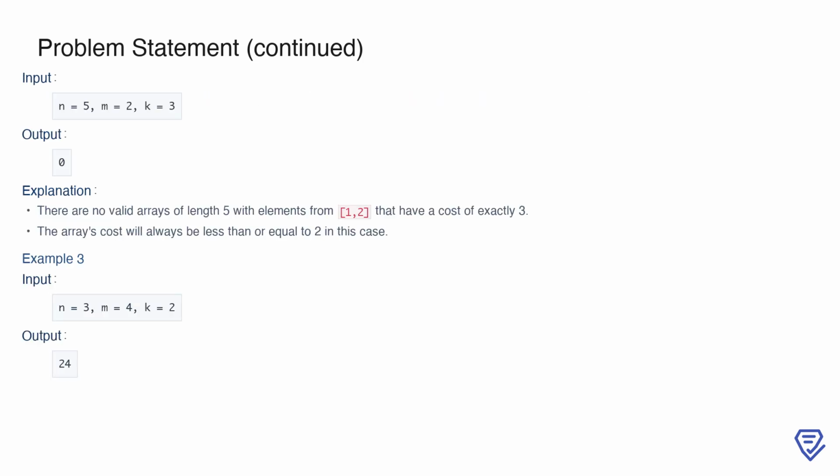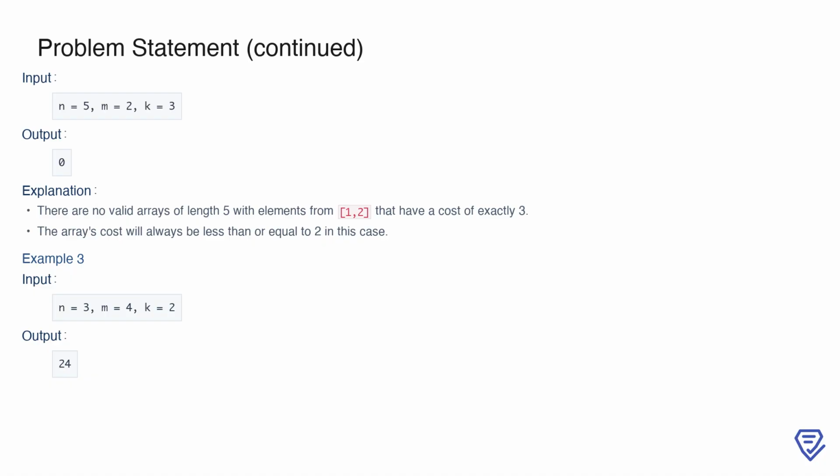Now consider another example where n equals 5, m equals 2, and k equals 3. In this case, the output is 0 because it is impossible to construct an array of length 5 using only the numbers 1 and 2 that has exactly 3 cost changes. With only 2 possible values for array elements, the maximum value can change at most once or twice, so a cost of 3 is unattainable.